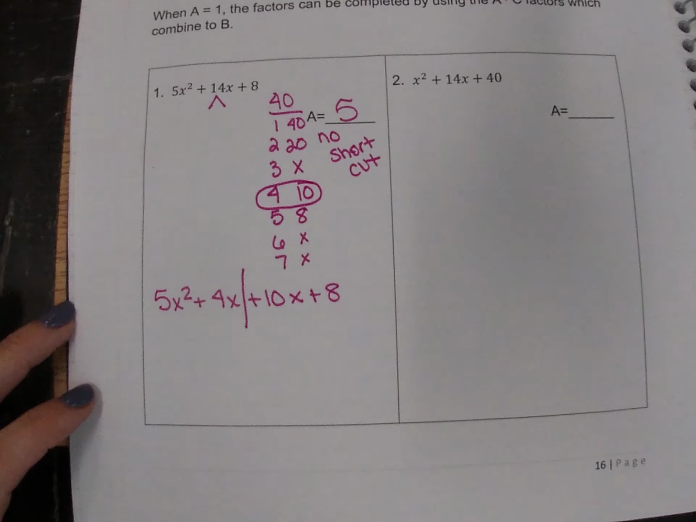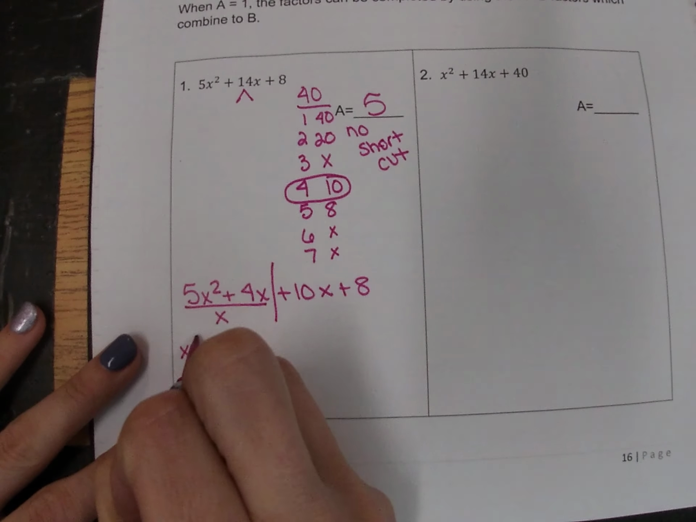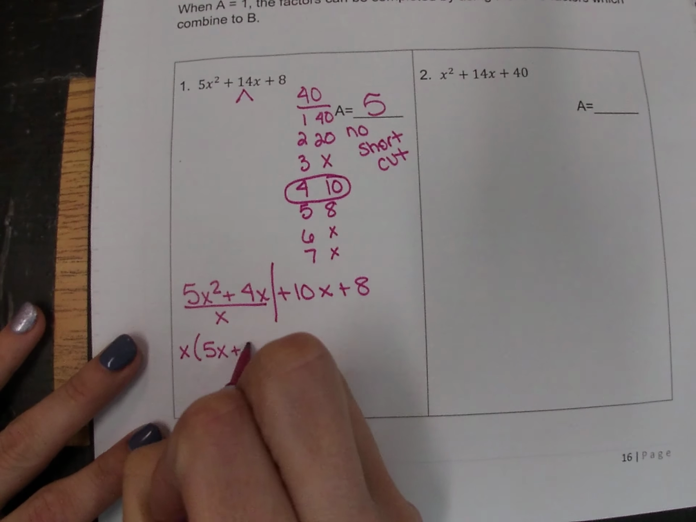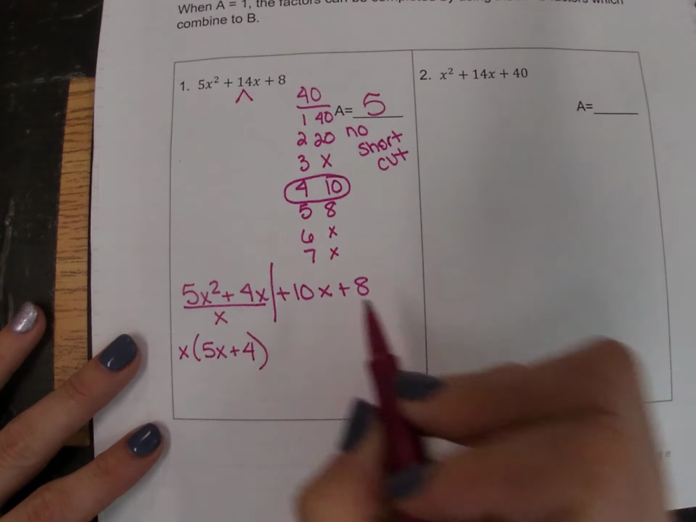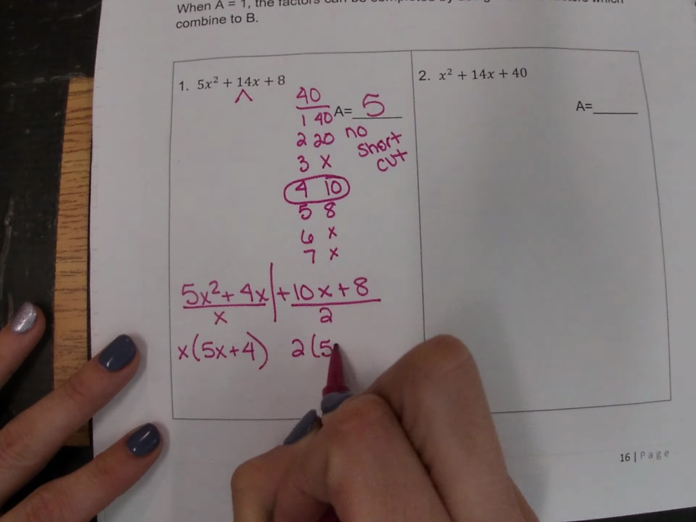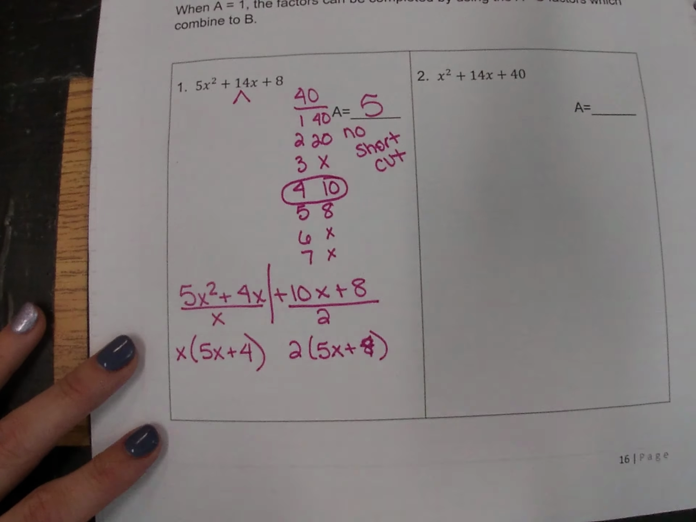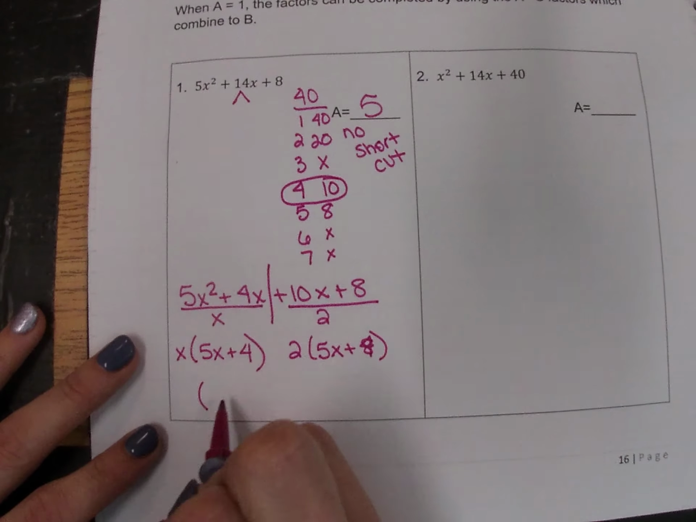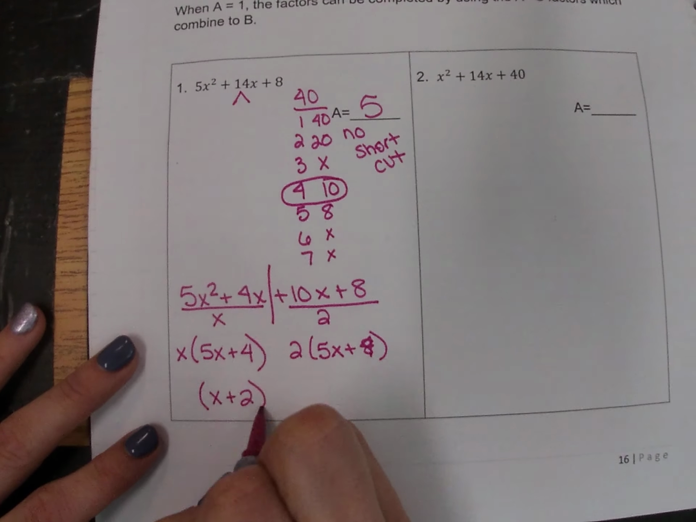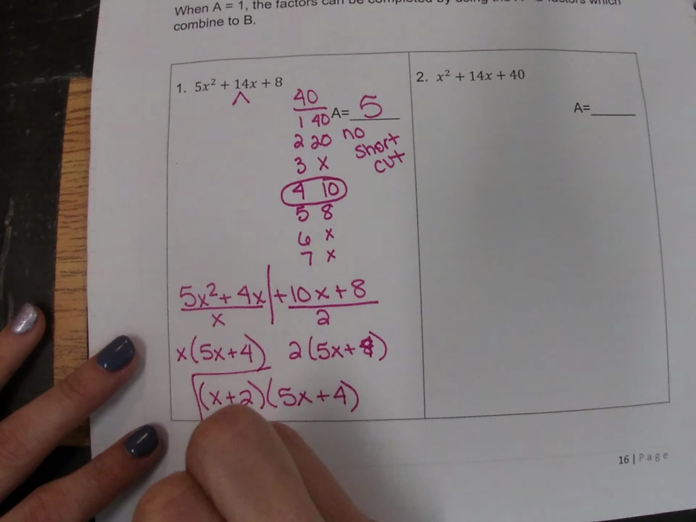Once this is in our 4 terms, then we can go through and factor by grouping. So we're going to split this in half. We'll pull out our GCF over here, which will be an x. And we'll pull out our GCF over here, which is going to be a 2. Oops, that's a 4. Sorry, I wrote an 8 instead of a 4. Then we're checking to make sure we have matching binomials, which we do. So we can then write this into our two binomials, an x plus 2 and a 5x plus 4.